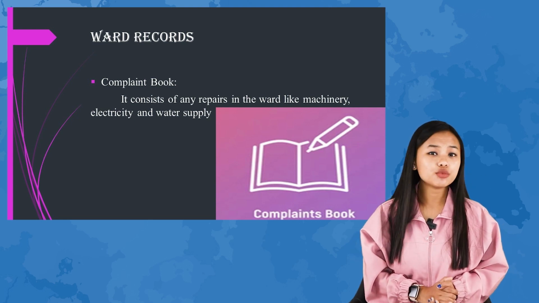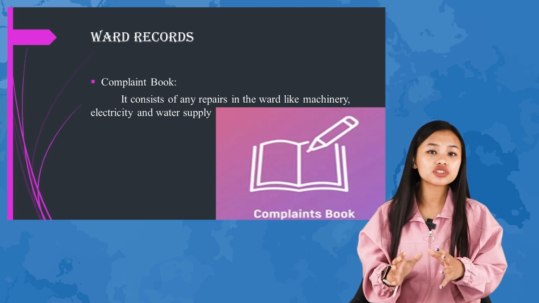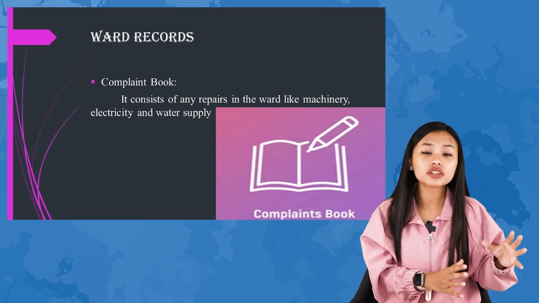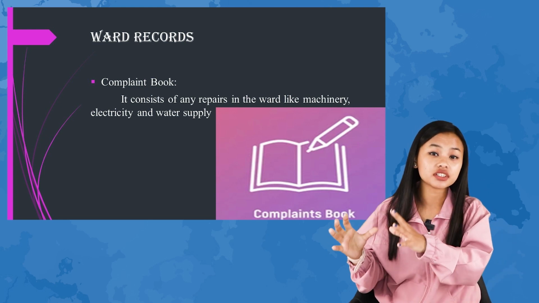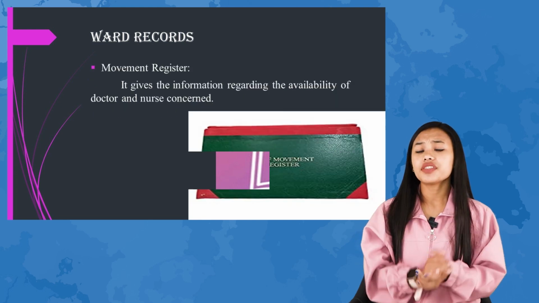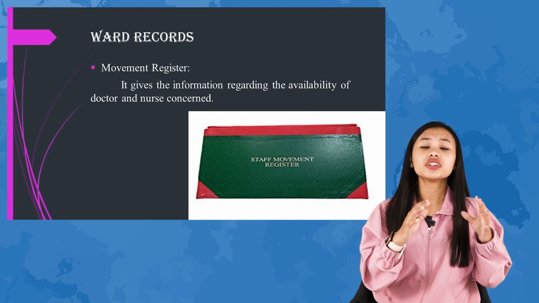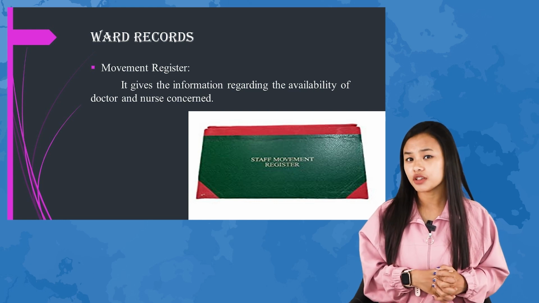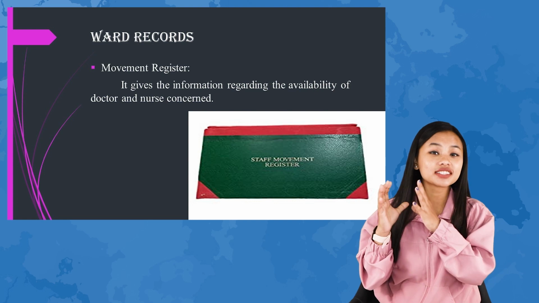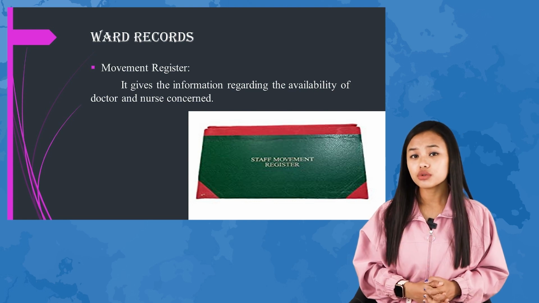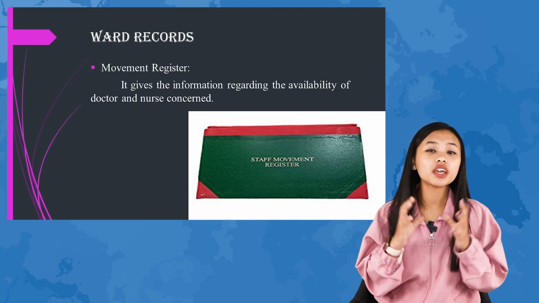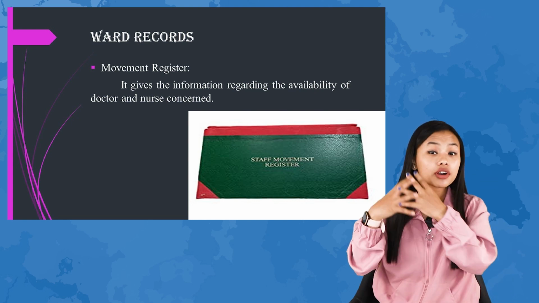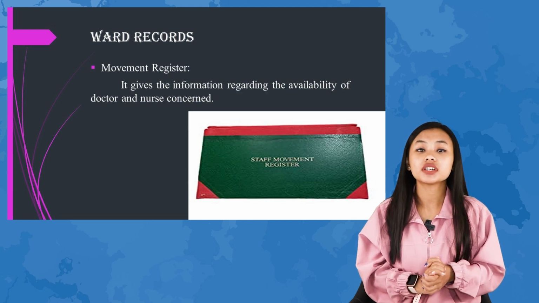And the next one is the movement register. So this movement register will be giving the information regarding the availability of the doctors as well as of the nurses which is concerned. So through the use of this movement register, you will be able to get an idea about the place which this doctor or this nurse is at that particular time.